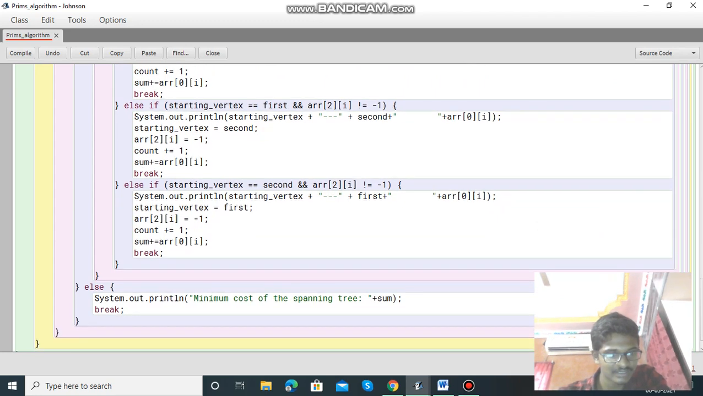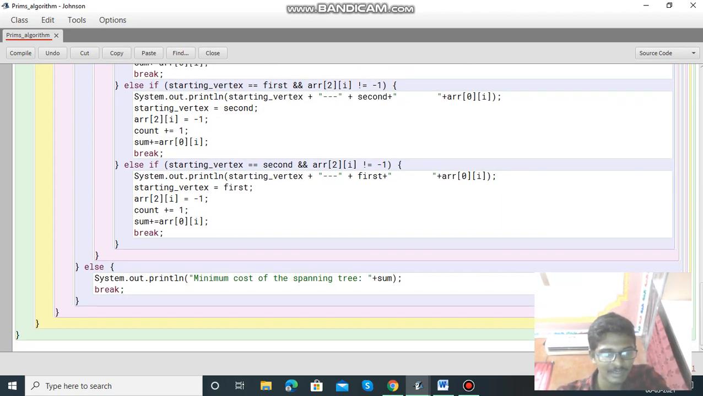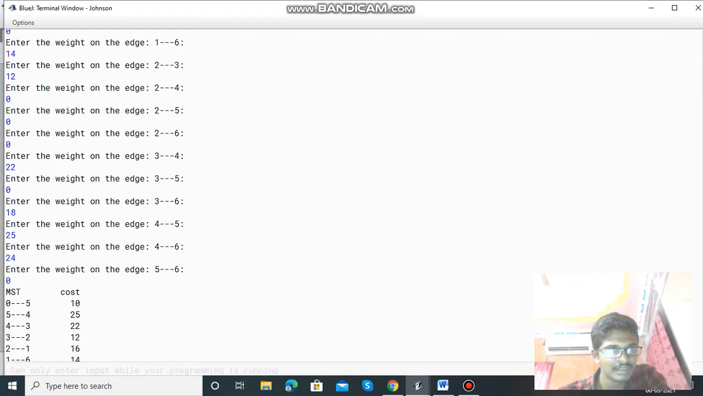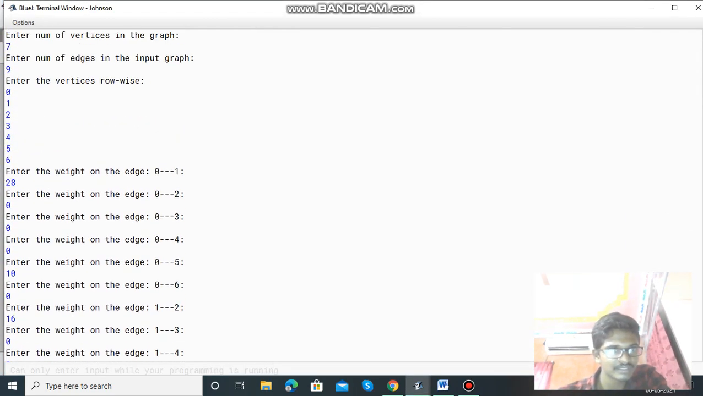Then else System.out.println minimum cost of spanning tree plus sum, else break, and this stops the program. Then the output: enter the number of vertices in the graph, we give 7, and enter the number of edges in the input, we give 9. Enter the vertices row by row: 0 1 2 3 4 5 6.